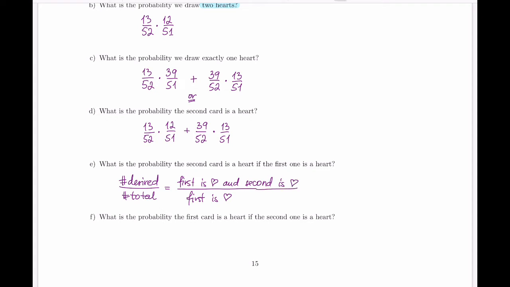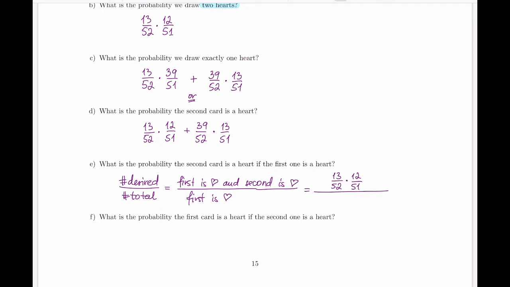So notice here, of course, that this repeats itself, and that makes sense because this has to appear within my total. My desired is more restrictive, so first one has to be a heart, which is a part of the total, and something else must happen. But the total is all the possible ways where the first one is a heart. Now notice that the top one here, first is a heart and second is a heart, is something that we've already computed in part B, because this is the only way we can draw two hearts. So the top of this fraction I can fill in right away. 12 over 51, there we go.